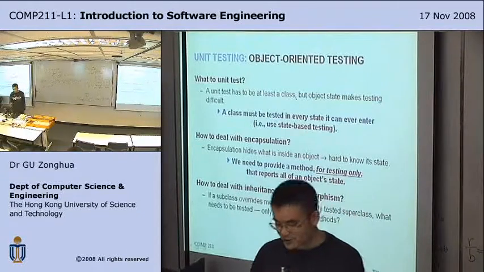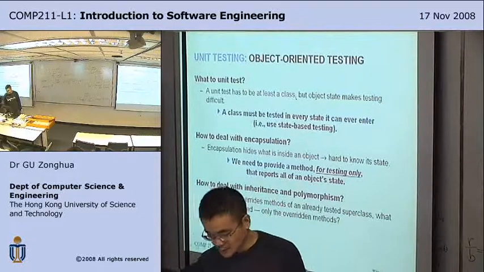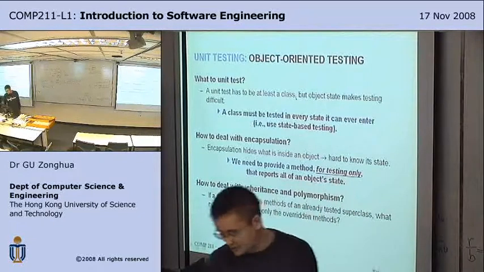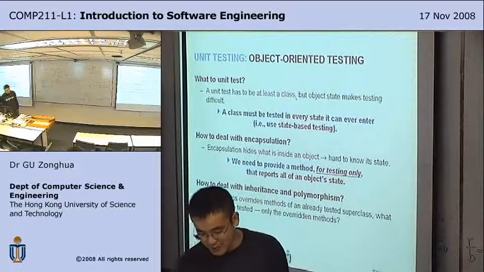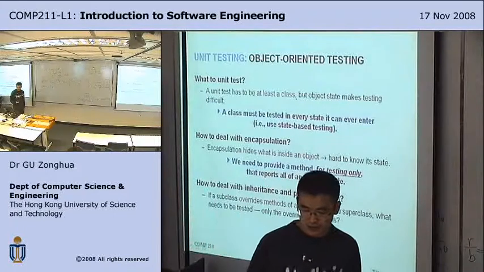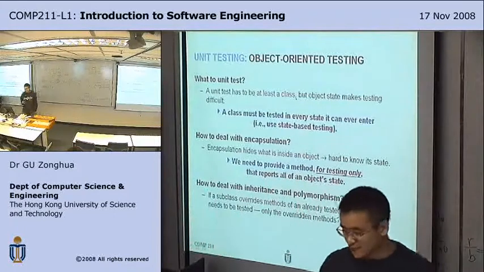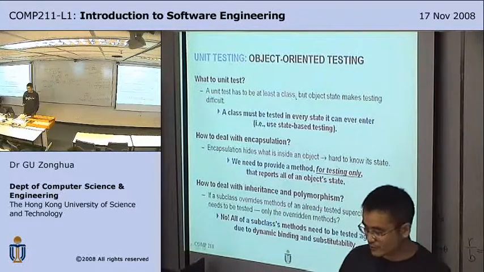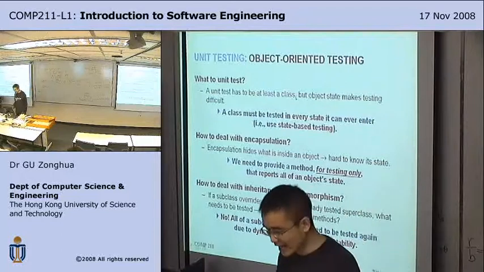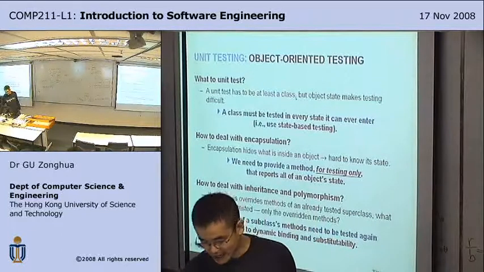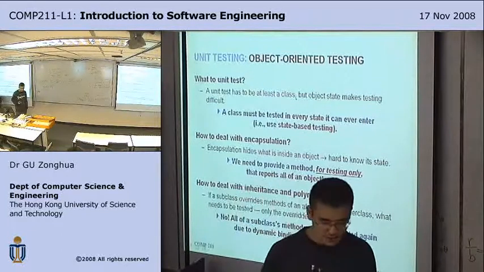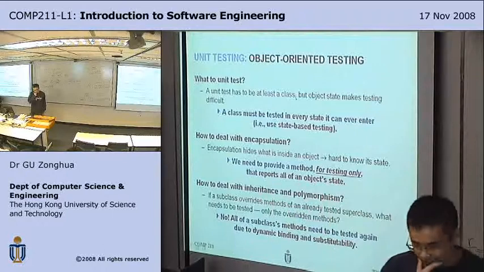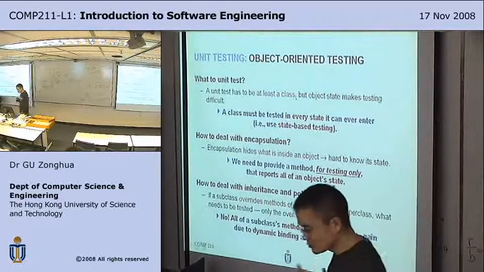How do you handle inheritance and polymorphism? If a subclass overrides methods of an already tested superclass, do you only test the overridden methods, or do you test all the methods? All of the subclass's methods need to be tested again due to dynamic binding and substitutability. This is particular to the object-oriented system.